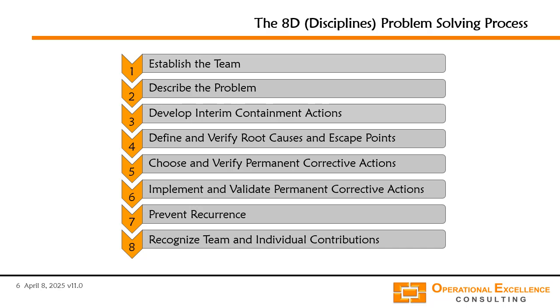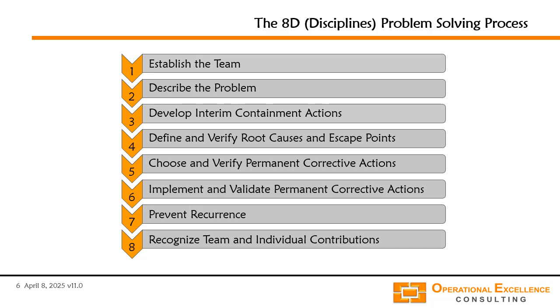Phase 4 is about reducing the number of possible causes, identified in Phase 2, to the most likely causes, and then identifying and verifying the root cause or root causes of the problem. We also need to identify the so-called escape points. More about escape points when we get to that phase or discipline. Once we have defined and verified the root cause and the escape points of the problem, we need to identify, develop, and verify permanent corrective actions or countermeasures. This will be the task in Phase 5 of the 8D problem-solving process.